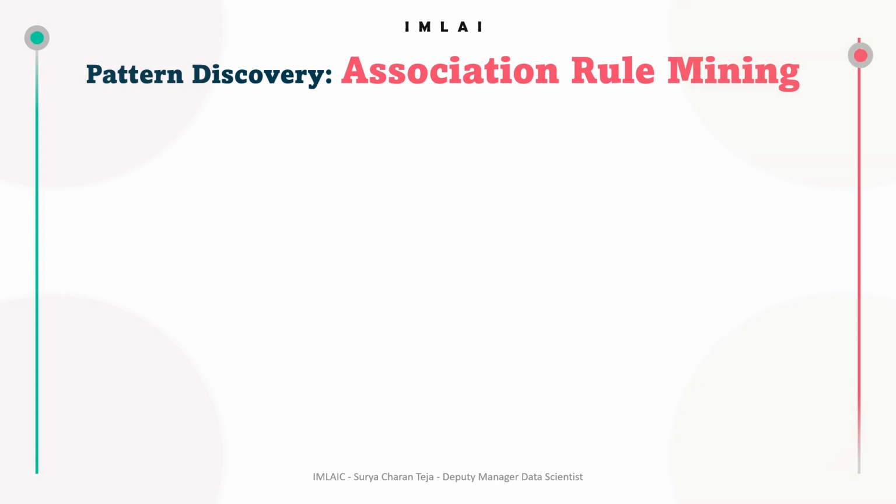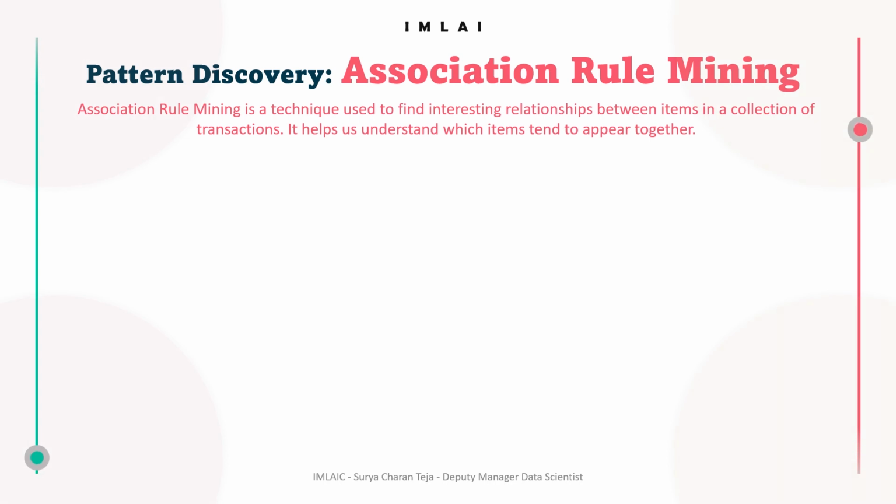Now it's time to explore and expound the third technique that we can use to do pattern discovery, which is association rule mining. So, what is association rule mining? Association rule mining is a technique used to find interesting relationships between items in a collection of transactions. It helps us understand which items tend to appear together.